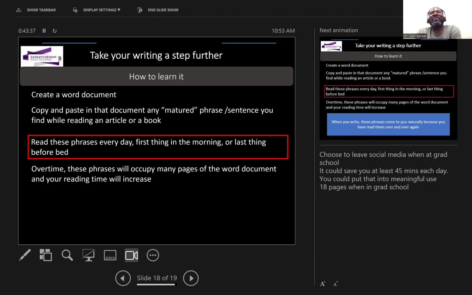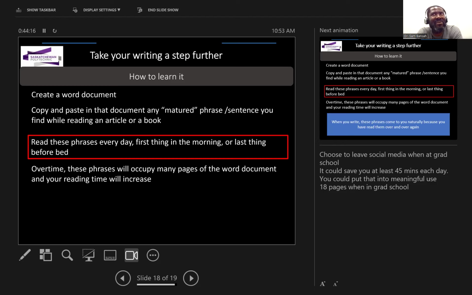And then every day, and please every day, first thing in the morning or last thing before bed, you read over all of these phrases or sentences. Read all of them. You'll see that over time, the phrases will occupy many pages of the Word document, right? So your reading time is going to increase. It may take you 1 hour to read all of those phrases. You just keep reading them. You are reading them every day, morning or evening. You have to sacrifice some time for that.